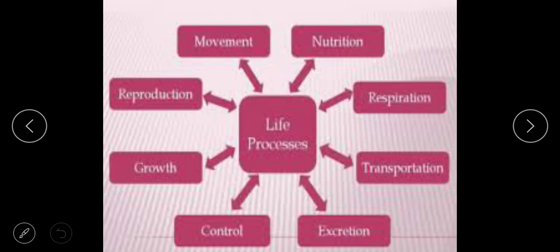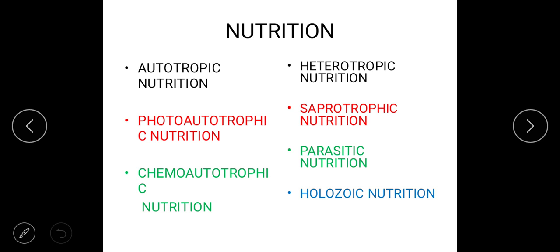Now, life processes have different types, as I told you in the beginning: nutrition, respiration, transportation, excretion, control and coordination, growth, reproduction, as well as movement. Coming back to nutrition, the first topic: what does nutrition mean? This is a term which has evolved from the word nutrient. Nutrients are the substances which are present in our food and which are needed by our body for growth, development, maintenance, and survival.